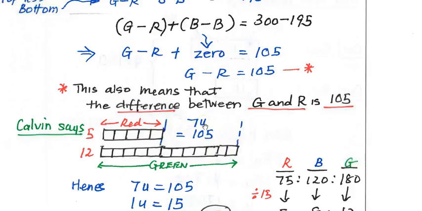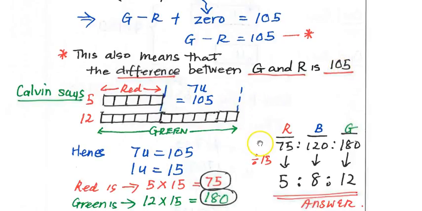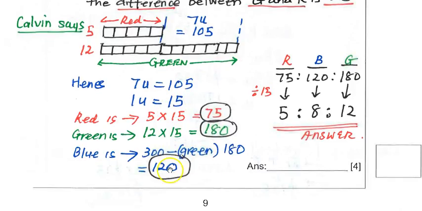Can you see things are getting more interesting? 7U is 105. G and R, the difference between G and R. G minus R is 7U, is also 105. So we have 7U is 105, 1U is 15. Now you can find the number of red, blue, green pens. So 1U is 15. Red pen is 5U. 5 times 15, 75. You got the number for red pen.